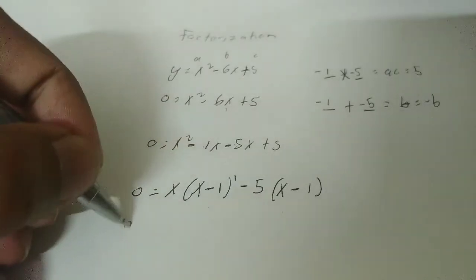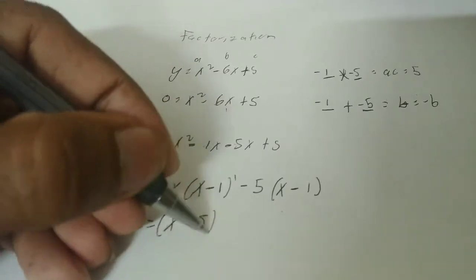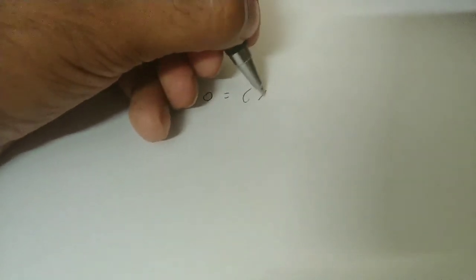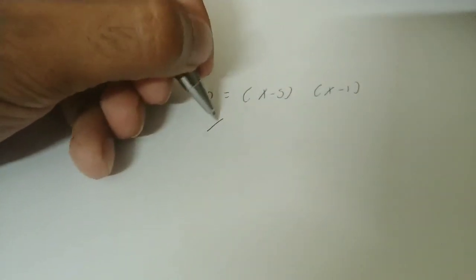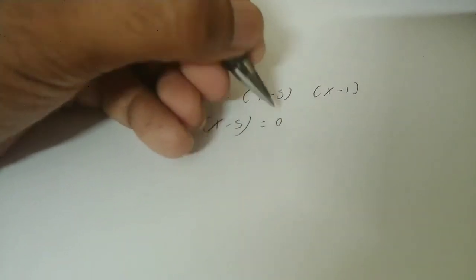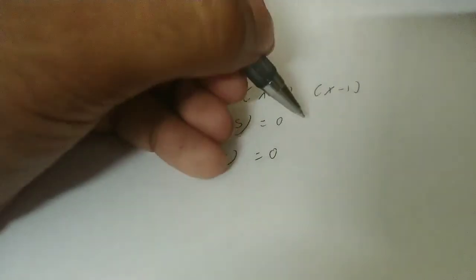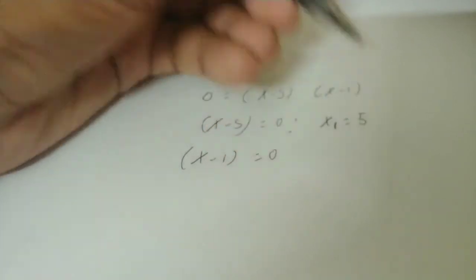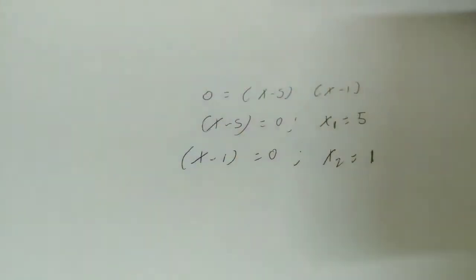Now the two brackets are the same, so I must ensure that the two brackets are the same. Now I could pair them. I have x minus 5 and x minus 1. In order to solve, I must equate both brackets to 0. So x minus 5 into x minus 1 is equal to 0. Now I equate both individually to 0. Now this would give me x, or I'll call it x1, is equal to 5 and x2 is equal to 1. Now these would represent the two roots of the equation.